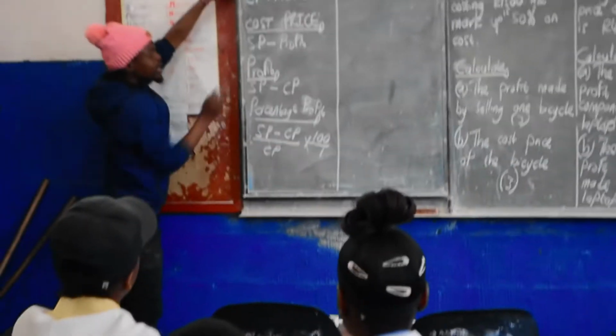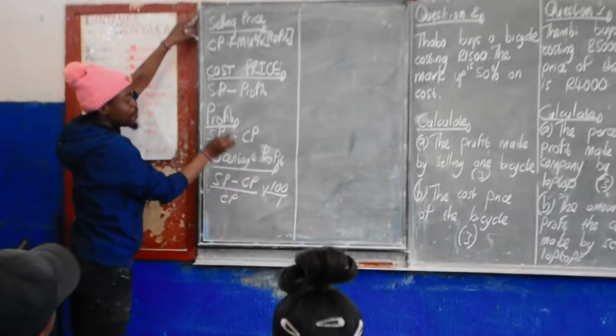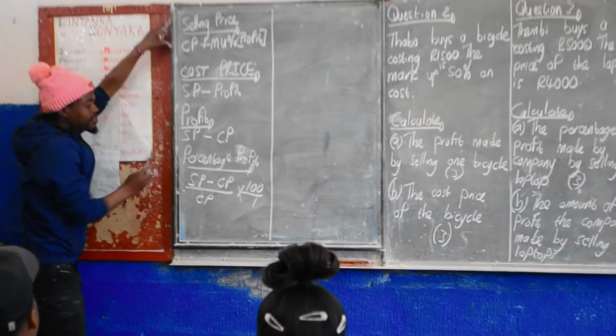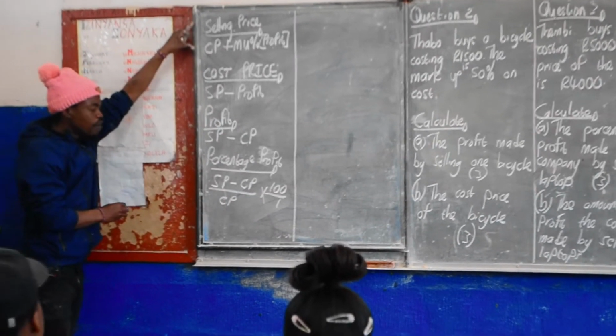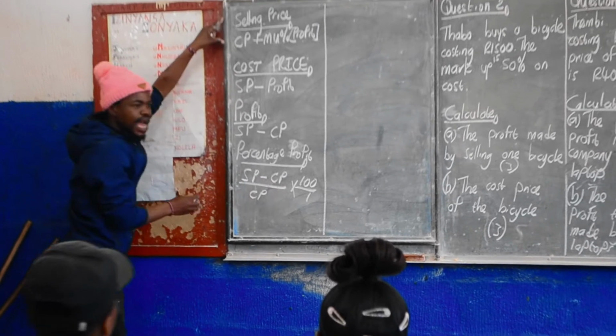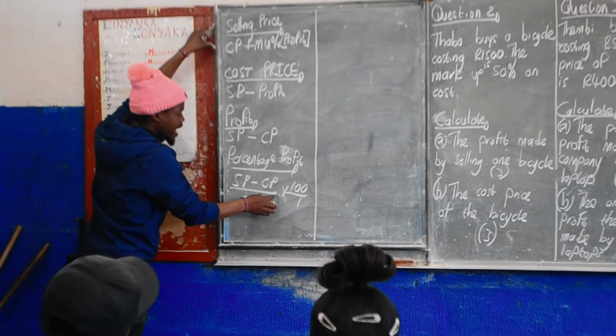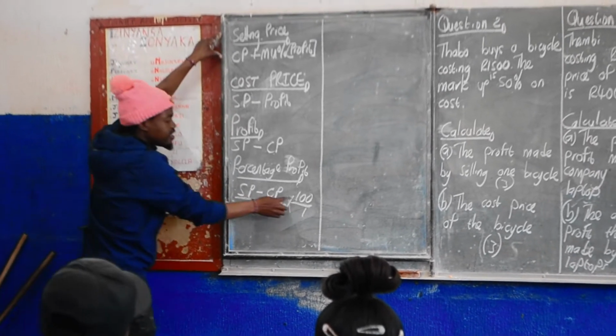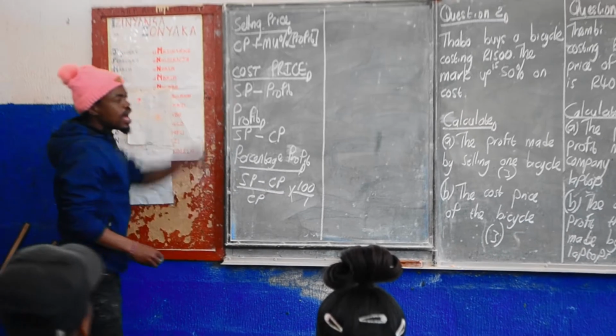Thank you. How do I determine the profit? I say selling price minus the cost price. How do I determine the percentage profit? I say the selling price minus cost price over cost price times 100 over 1.